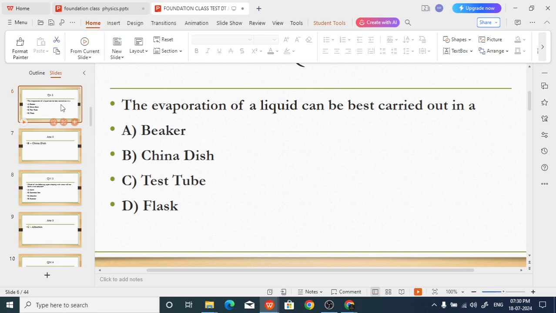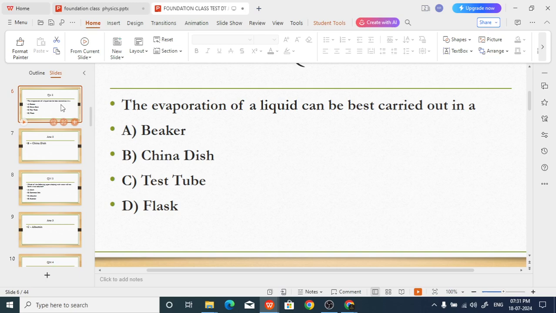One of you read the question. The evaporation of a liquid can be best carried out in a beaker, china dish, test tube, or flask. So we have to find the answer.